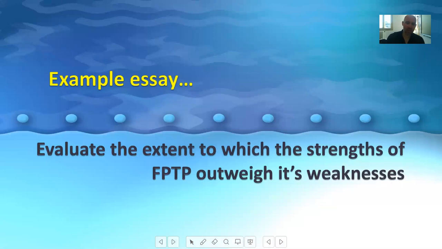So an example essay, what kind of question would you get looking at the topics that we've looked at over the last few lessons? Well, you could get a question that asks you to look at some of the other electoral systems, but you could get a question specifically on first past the post, because it's named on the exam paper. So something like, evaluate the extent to which the strengths of first past the post outweigh its weaknesses. It asks you purely to evaluate it on its own terms, not necessarily bringing in other systems, to put the strengths against the weaknesses and say, are the strengths better than the weaknesses, or are the weaknesses better than the strengths, and make that case. In my view, it would be a pretty straightforward essay to write, and something that is pretty easy to get examples for, and hopefully one that's a lot of fun that you can really get your teeth stuck into.